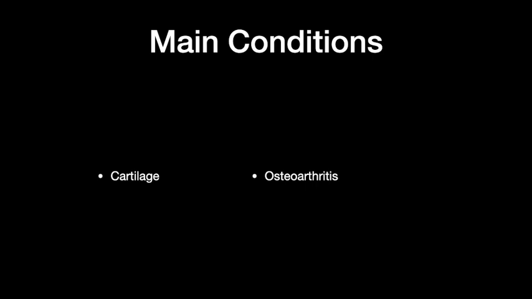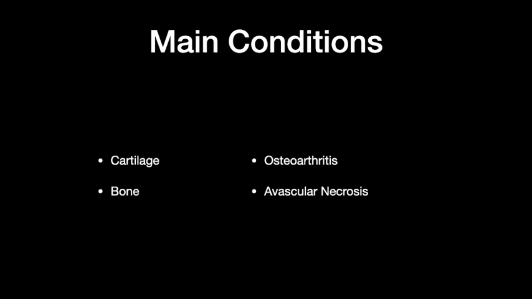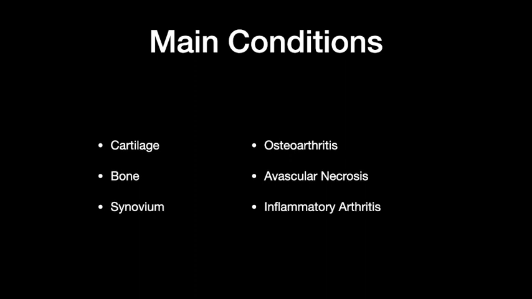Now, the other conditions we're going to go through later is the disease of the bone. That would be avascular necrosis, where the bone collapses. And then there's the disease of the synovium. All synovium conditions give you inflammatory arthritis. The biggest group of the inflammatory arthritis would be the so-called rheumatoid arthritis.